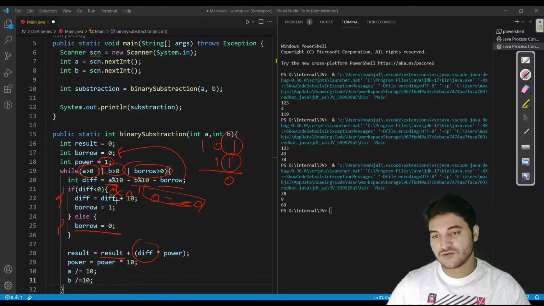Power initially 1. So the logic for power I have already discussed in my addition videos of two decimal numbers. In fact, I have discussed also in my previous video of subtraction of two decimal numbers. So you have to watch that video first. So, and each time we are increasing the power and we are reducing the numbers.